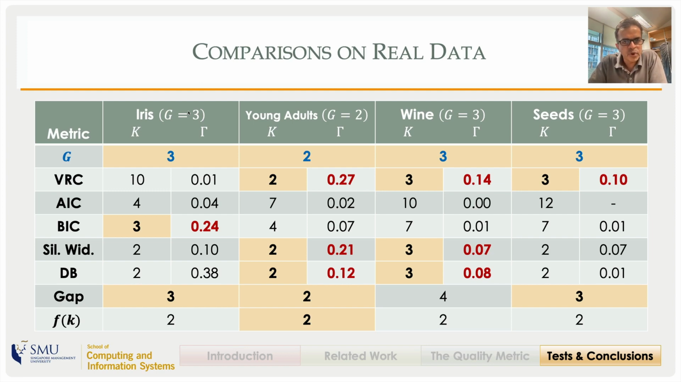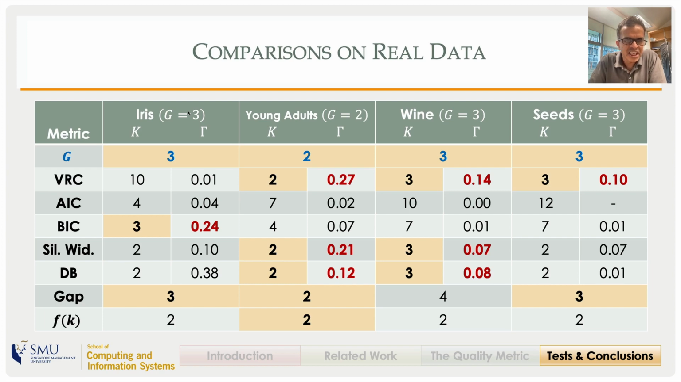VRC seems to do quite well for young adult, wine and seeds, and Davies-Bouldin is not very good, but GAP seems to do well for iris, young adult, and seeds, but it's not easy to quantify the significance of the measurement because GAP doesn't do it using a minimum or maximum, so there is no curvature to actually look at. And besides that, GAP is prohibitively expensive in terms of computational time.